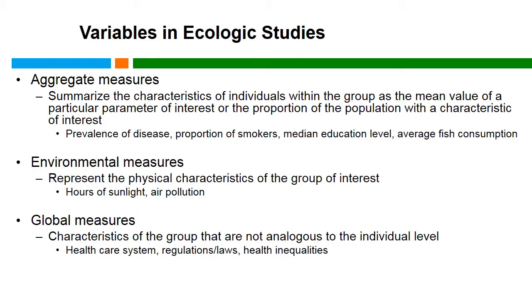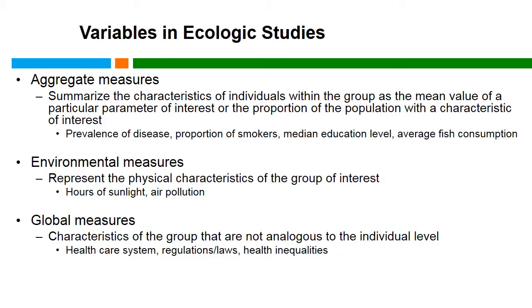So variables that you'll typically see in ecologic study designs include aggregate measures, and these are measures that summarize the characteristics of individuals within the group as the mean value of a particular parameter of interest or the proportion of the population with a characteristic of interest. So for example, the prevalence of disease across countries, the proportion of smokers in various regions or countries, the median education level, the average fish consumption, average sugar consumption, the average red wine consumption across countries. All of these are aggregate measures that you might derive in your ecologic study design. Environmental measures that you might find in ecologic study design.